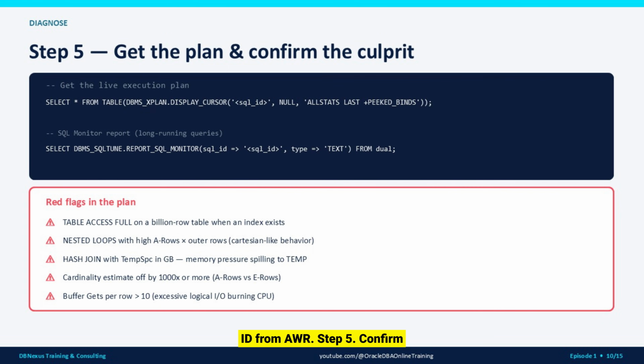Step 5. Confirm the culprit. Got the SQL ID? Pull the actual execution plan. dbms_xplan.display_cursor with format 'ALL STATS LAST +PEEKED_BINDS'. Now look for red flags.